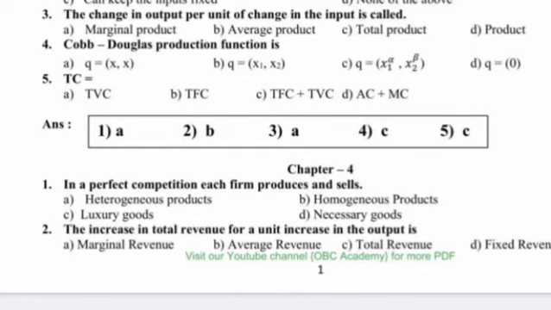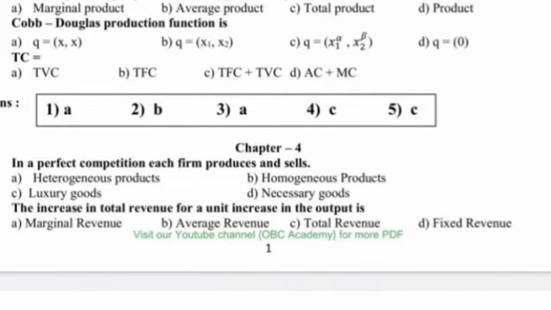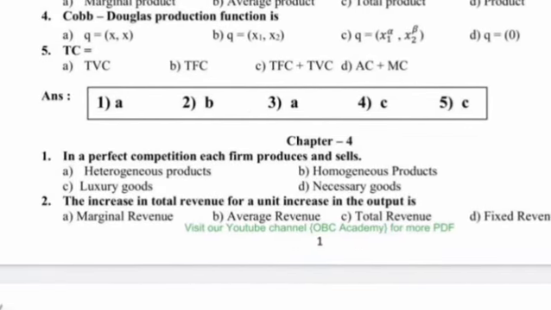The change in output per unit of change in the input is called option A, marginal product; option B, average product; option C, total product; option D, product. The correct answer is option A, the marginal product.